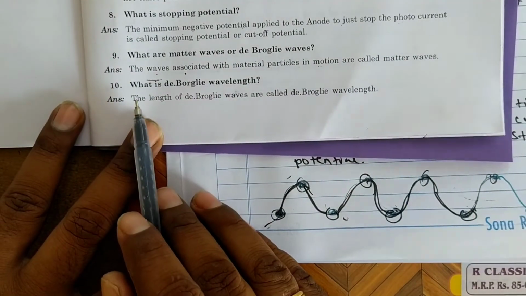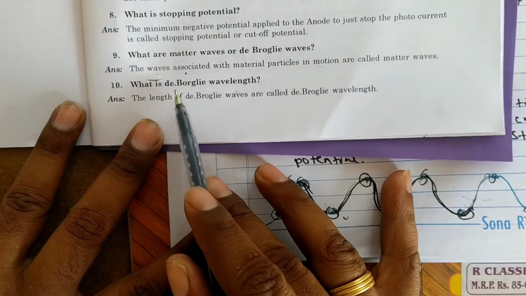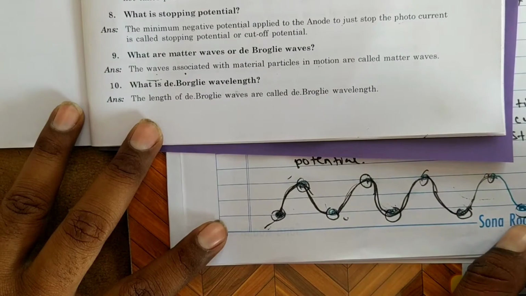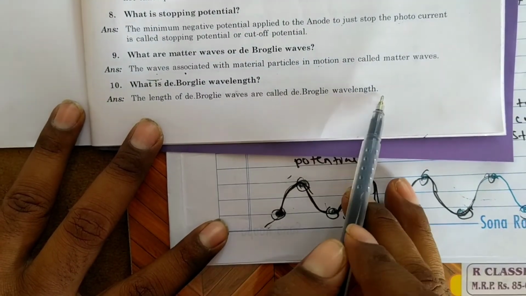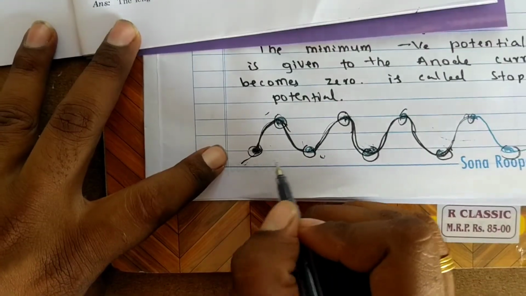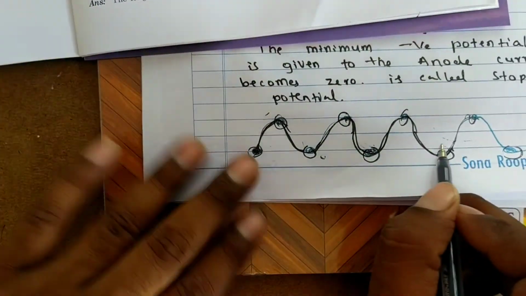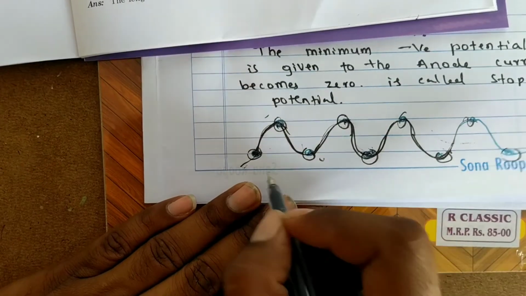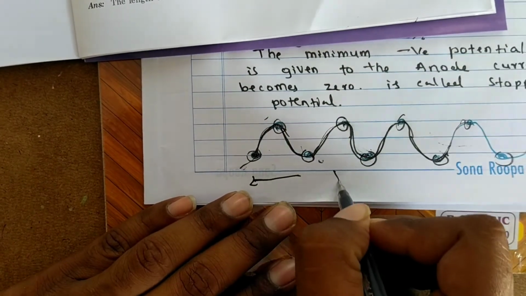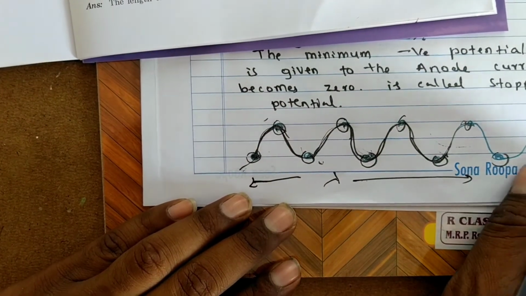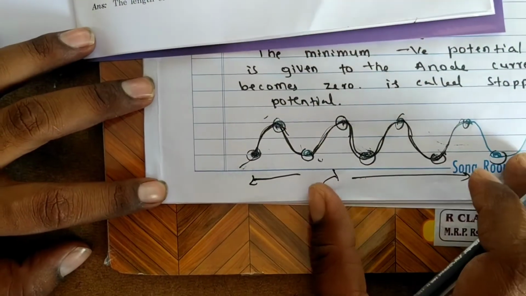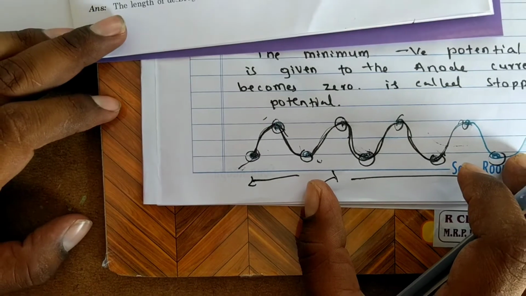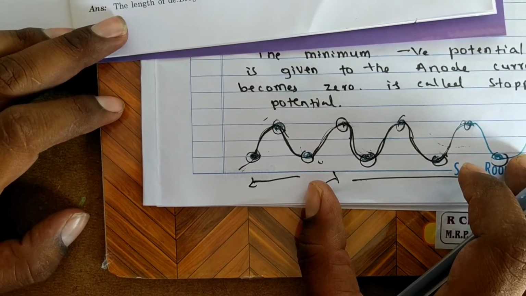Next question, question number 10. What is de Broglie wavelength? The length of a de Broglie wave is called de Broglie wavelength. For example, this is a wave associated with the moving material particles. The length of this one wave we call de Broglie wavelength. Clear now?